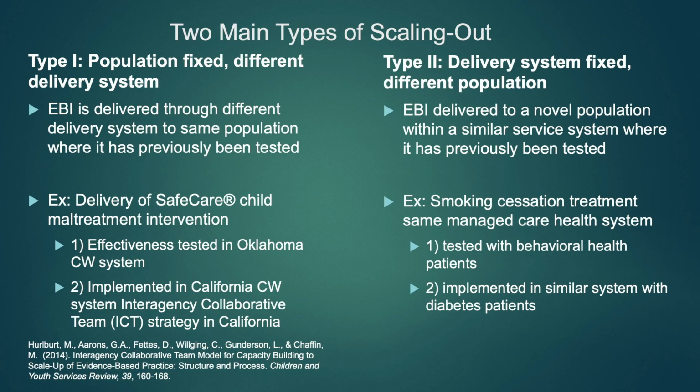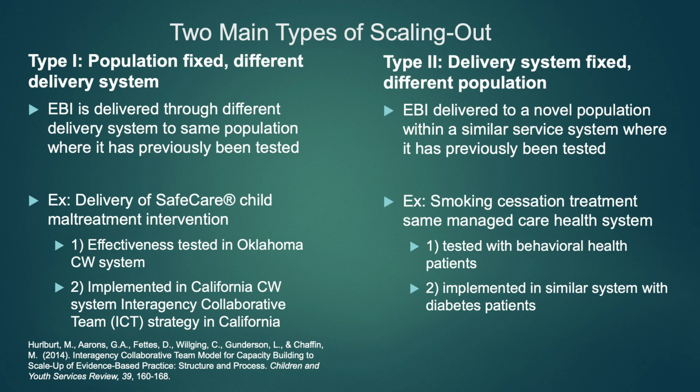So I am going to skip through these, but as I mentioned, there are really just two main types of scaling out. There are three types, but the two that I really want to focus on are population fixed, different delivery system. You're taking the intervention to a similar population in a new system. So the example here is the delivery of a child maltreatment intervention tested in Oklahoma, but then implemented again in a new service system that is very similar in characteristics, but with a new population.